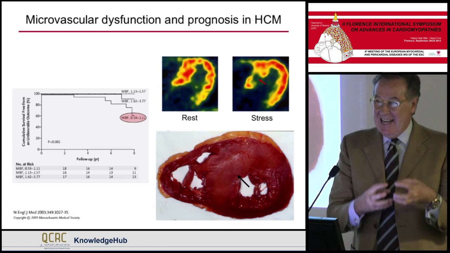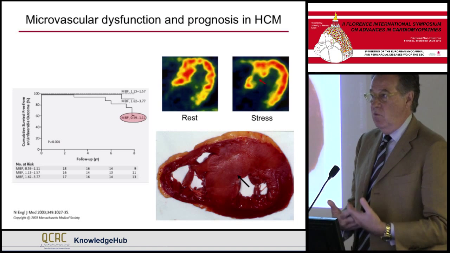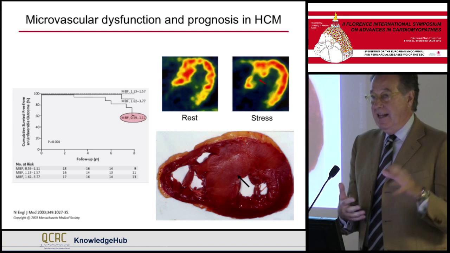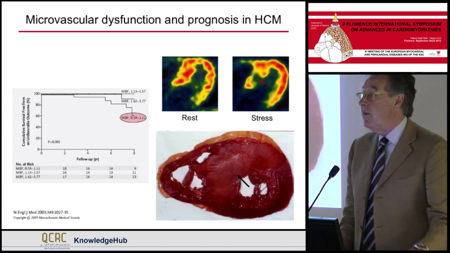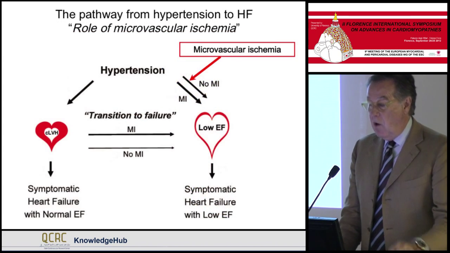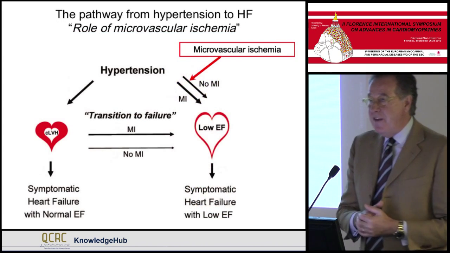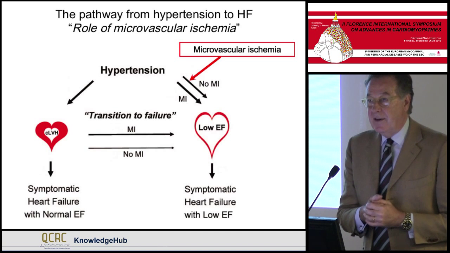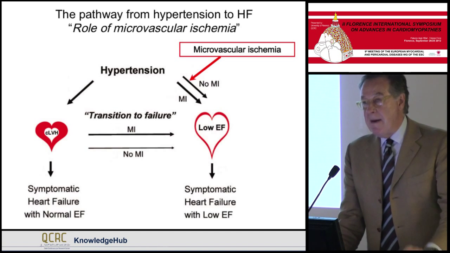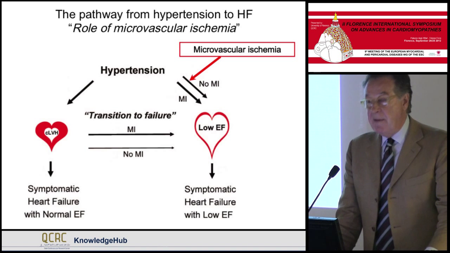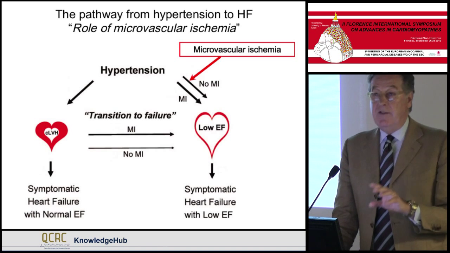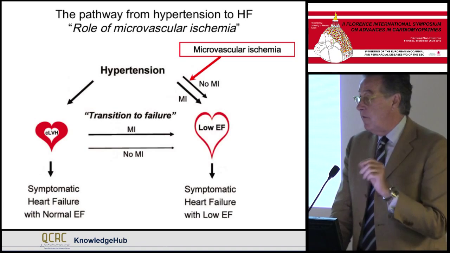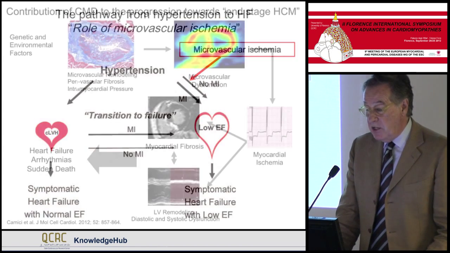So I think clinically, and this is what matters to us as clinicians, the degree of microvascular dysfunction is a predictor of outcome. So if we try to revisit the scheme that Dr. Drazzer proposed in the beginning, my idea is that somewhere here, in addition to MI, in those with no MI, microvascular ischemia could be responsible for the progression to heart failure and hypertension.